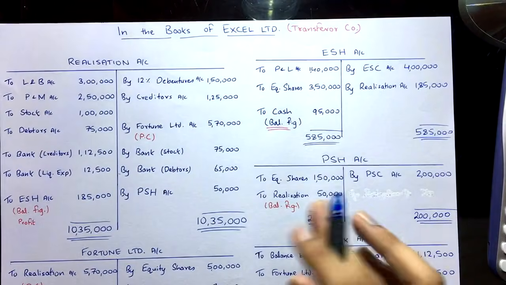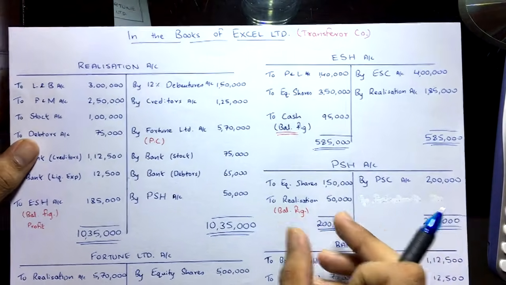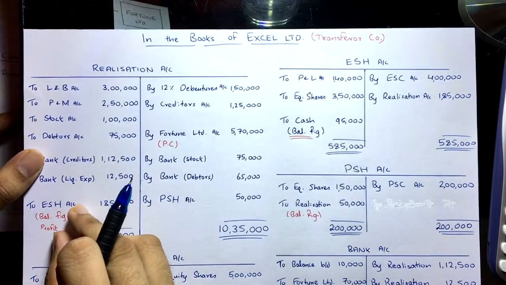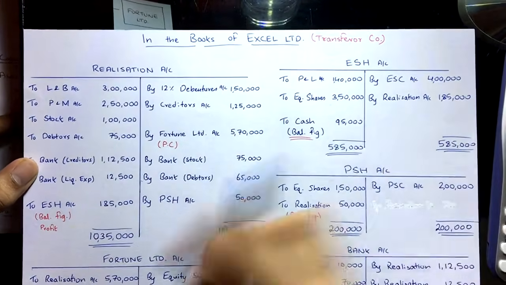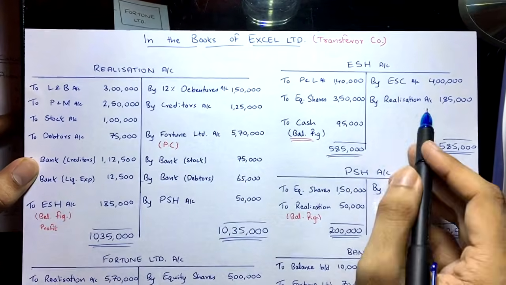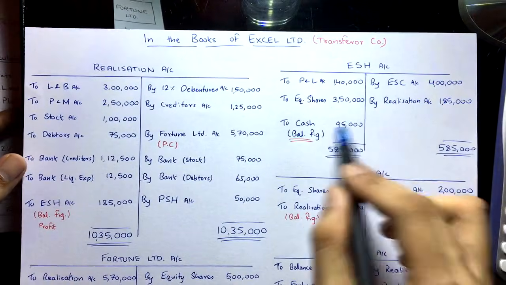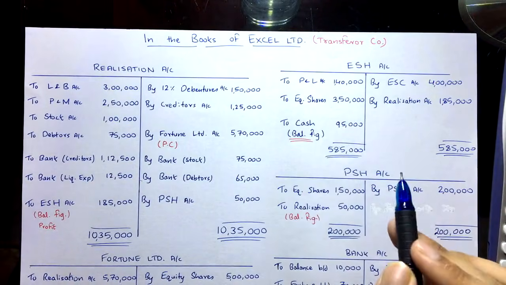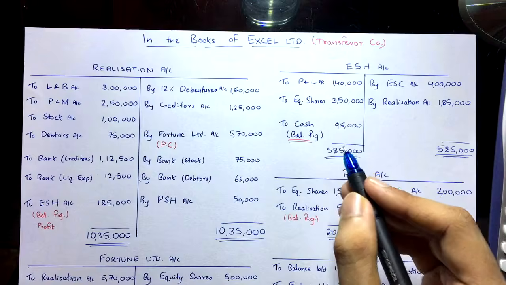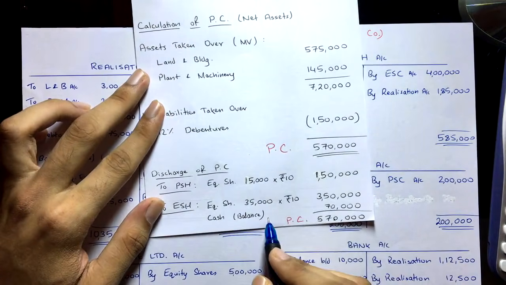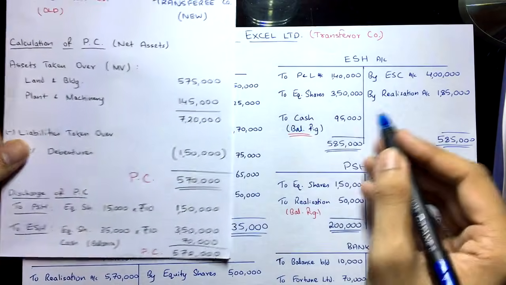So what you have to do, first close the preference shareholder account, take the balance from here to the realization, close the realization, take the balancing figure to the equity shareholder account. This profit or loss, take it to the equity shareholder account, and then close the equity shareholder account. And if there is a balancing figure, then that will hit the cash account. In that cash, there will be purchase consideration if it is paid, and some extra because of the realization.